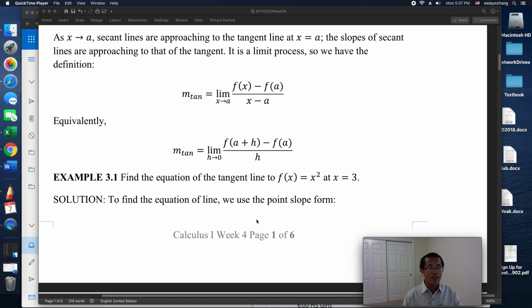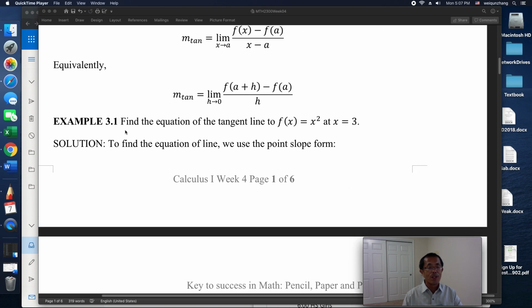Okay. So first, an example from the textbook, example 3.1. A very simple function. We are looking at the parabola, right? The squaring function. We want to find the equation of the tangent line to the squaring function at x equals 3. First, get those simple things ready.